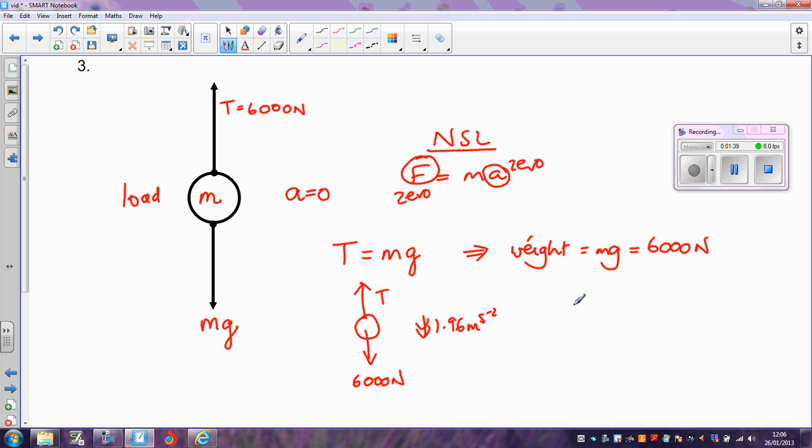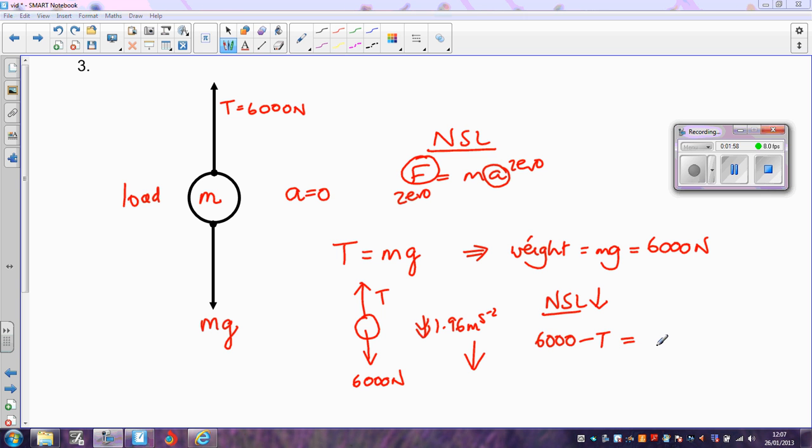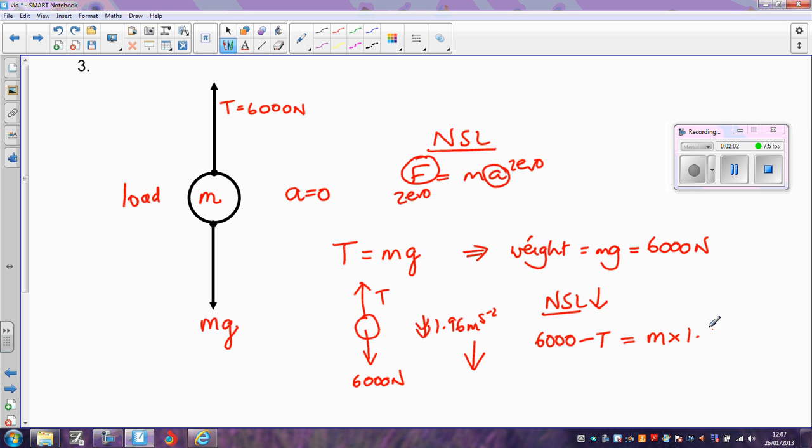Now we can use Newton's second law again in a downwards direction. So we're going to use Newton's second law in a downwards direction this time. So the resultant force downwards, where the 6,000 is positive, the tension is negative, will equal the mass, which is going to be something we don't know, the mass multiplied by the acceleration, so 1.96.